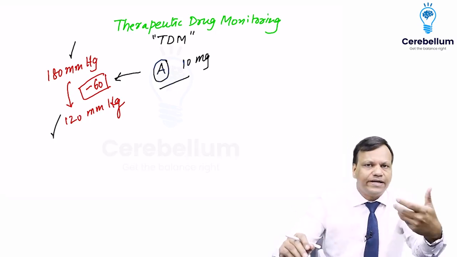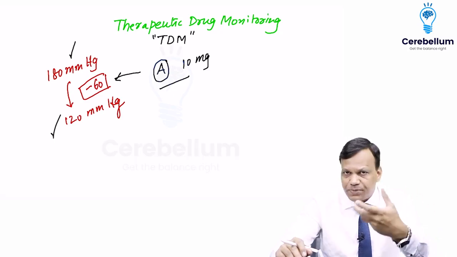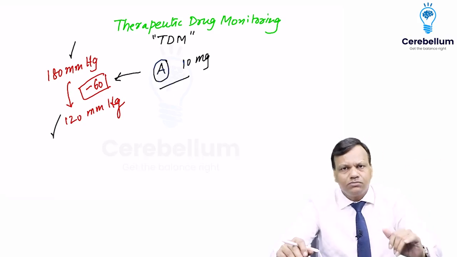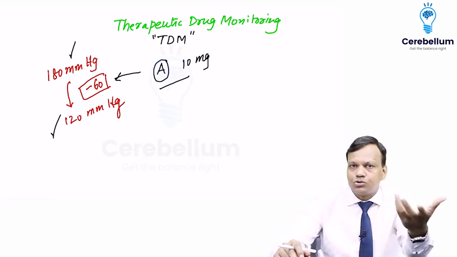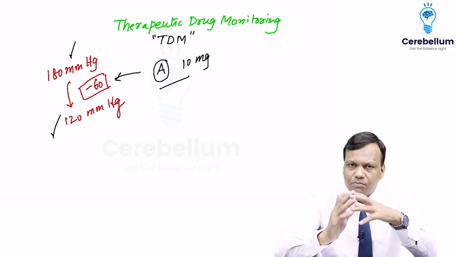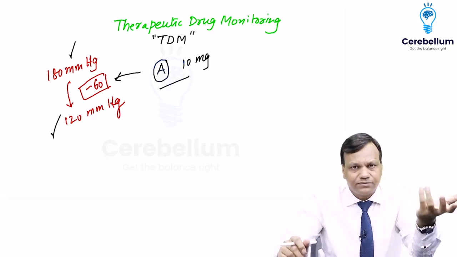Similarly, for an anti-diabetic drug, you want to control blood sugar, so you give a drug at some particular dose and ask the person to take it for a few days. Again, measure the blood sugar. If it reaches the target level, that means the dose is okay. If it does not reach, we will increase or decrease. So that is the normal method of adjusting the dose of any drug.